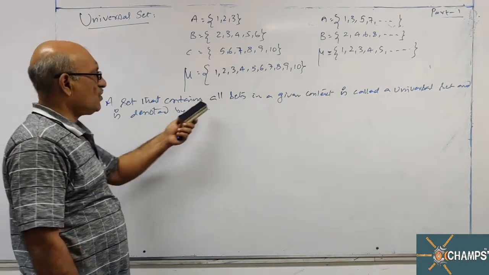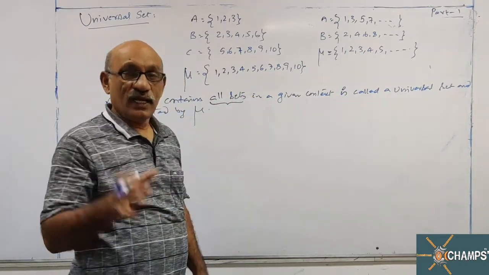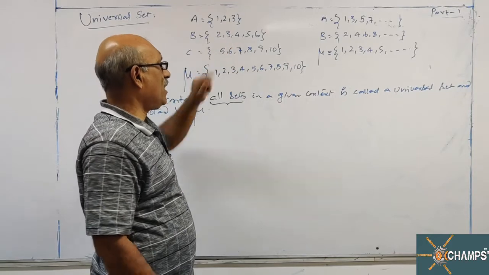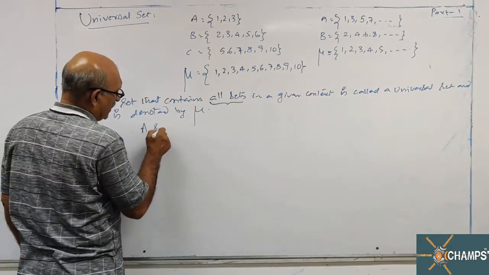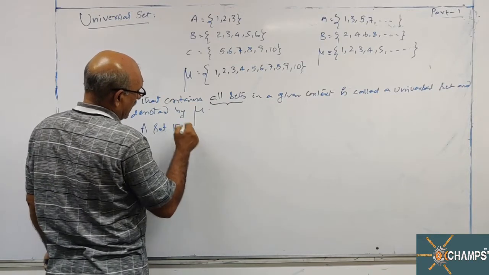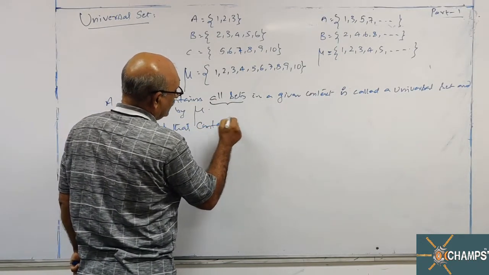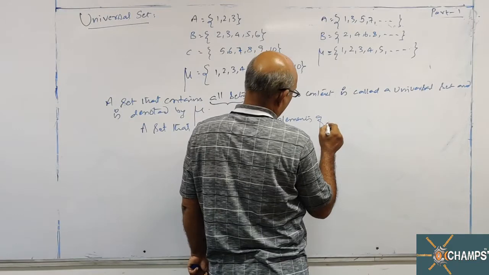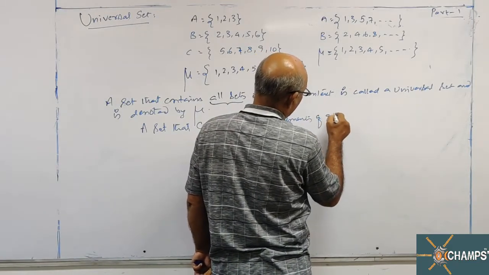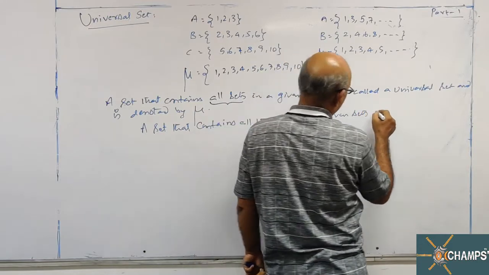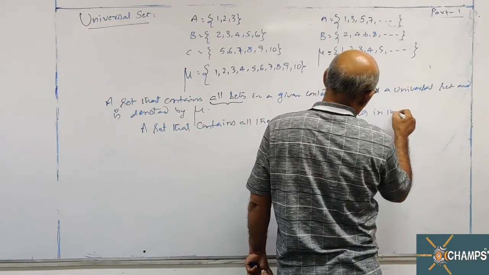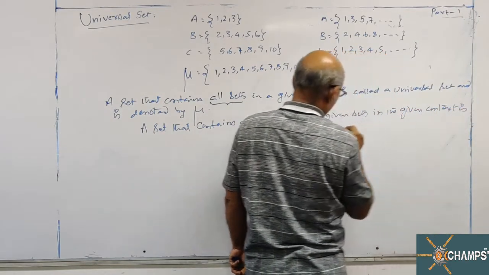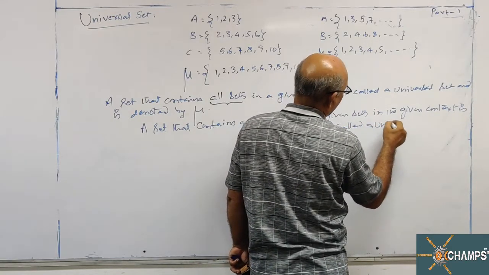Okay, sir. Look at this. Don't get any confusion here. What is written, all sets? In the sense, the universal set is having the elements of set A and elements of set B. Or you can define this as: a set that contains all the elements of given sets in the given context is called a universal set.